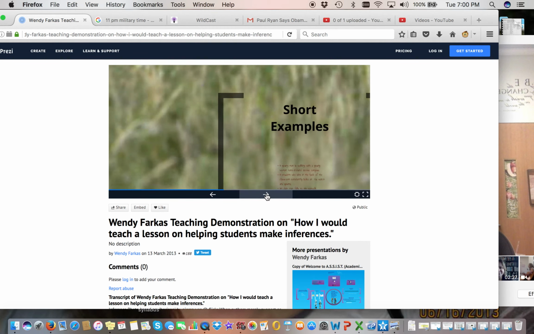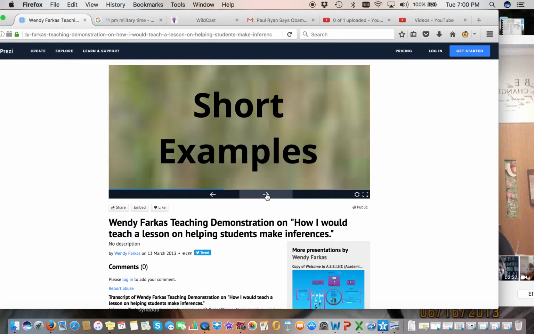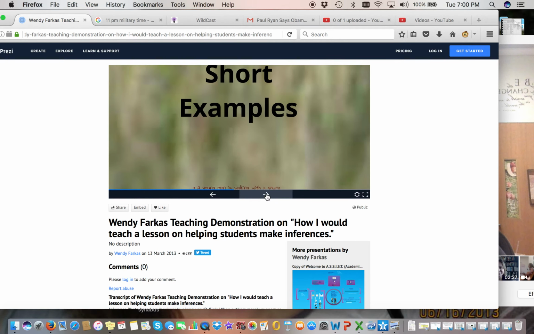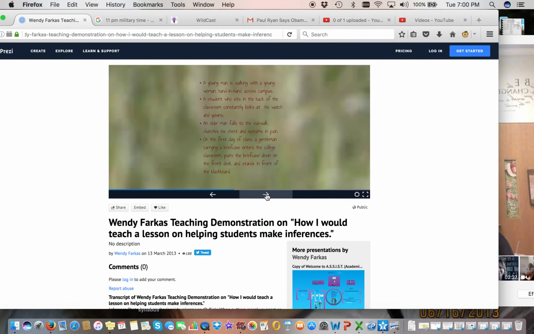Now, inferencing gets more and more difficult the more difficult the text gets. So here are some more examples, and I'm just going to go over one or two of these. A young man is walking with a young woman hand in hand across campus. What can we infer? Almost always students say, oh, they're boyfriend and girlfriend. That's something that we could infer. An older man falls to the sidewalk, clutches his chest, and screams in pain. Right away, students infer that the man is having a heart attack.